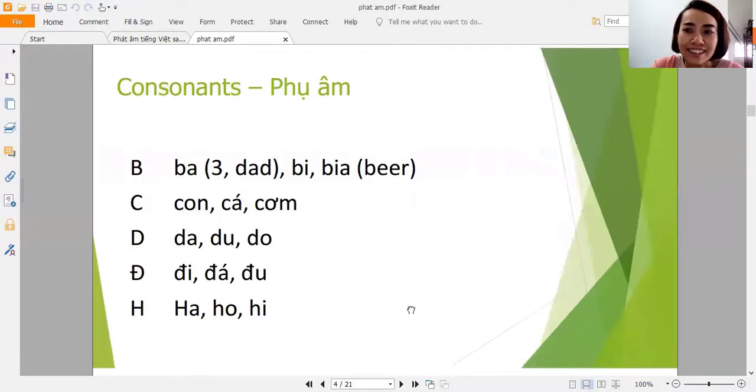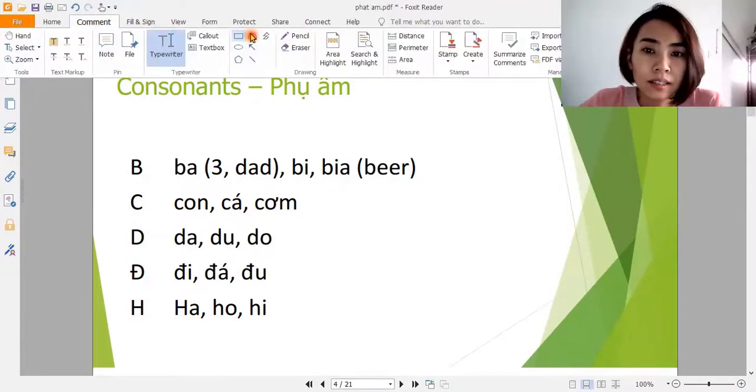Okay, let's practice the consonants first, because consonants are easier for you than the vowels, since we have so many vowels. I understand that. Okay, let's start. This is ba, ba, bi, bia, ga. It's sharp. It's not like how you speak English.